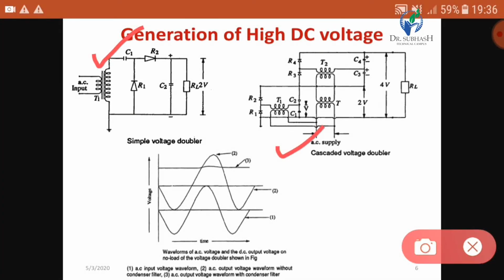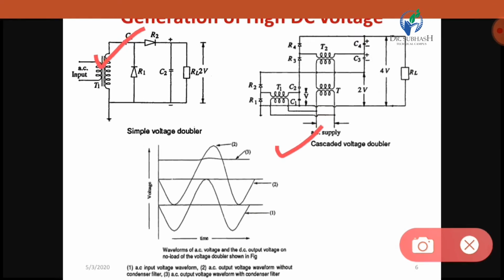Second figure is also for voltage doubler circuit, but it is a cascaded voltage doubler circuit. So output of this circuit is also double the input voltage. So this is also we can use for high DC voltage generation.